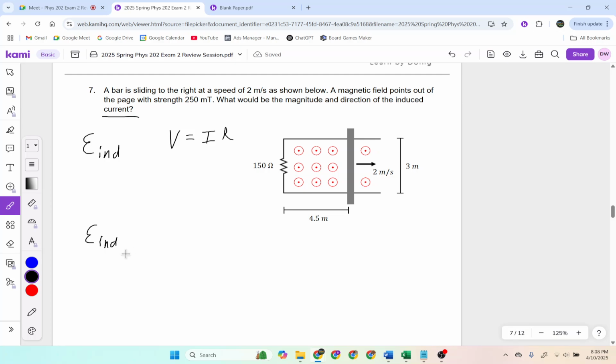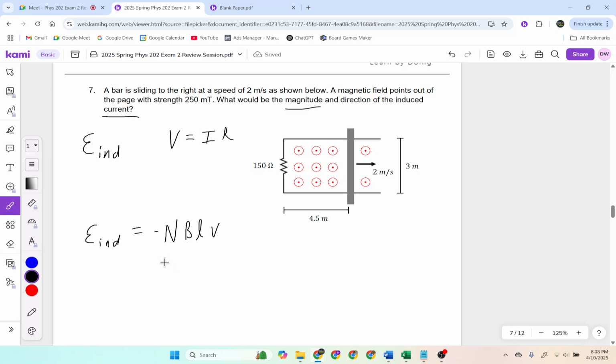Epsilon induced, this is specifically for the sliding bar example, epsilon induced equals NBLV, or I guess negative NBLV, but we just never see the negative sign. It's always going to ask for the magnitude in the sliding bar example. It just does.